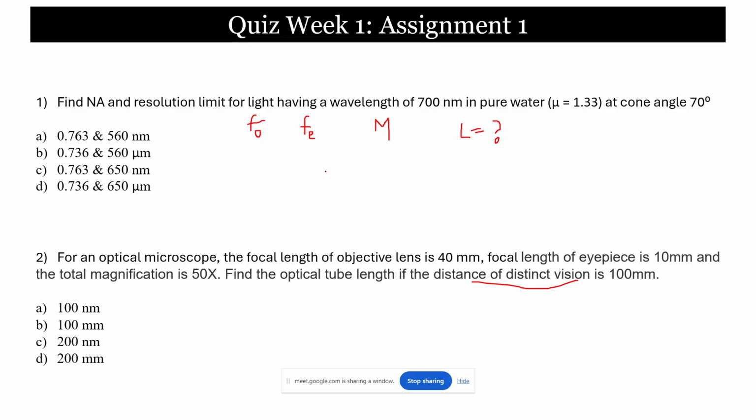So there is one formula for magnification where we have M is equal to L into the distance of distinct vision, let me write it as small d, and then divided by the focal length of the objective lens into the focal length of the eyepiece.